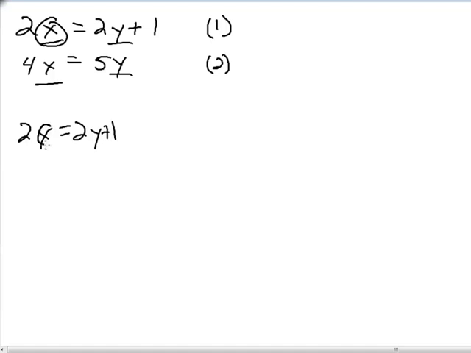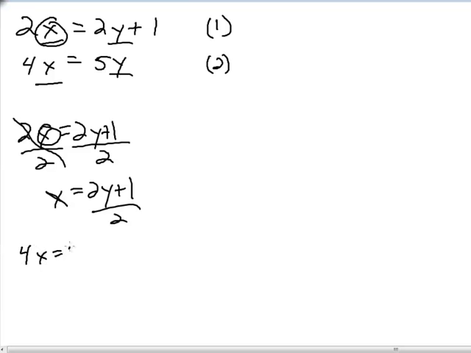Let's solve this equation for x. To do that, divide both sides by 2. 2's cancel. x equals (2y plus 1) all over 2. That's all the farther we can take this in this case. But now that we know what x is, we can take our second equation, 4x equals 5y, and substitute x into this equation. What was x is now (2y plus 1) over 2. So 4 times x, which is now (2y plus 1) over 2, is equal to 5y.